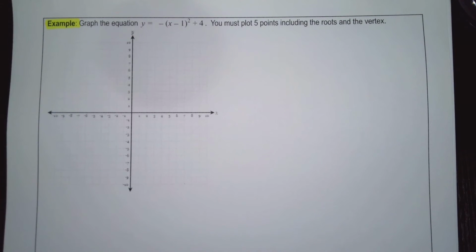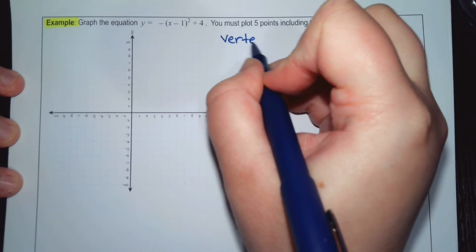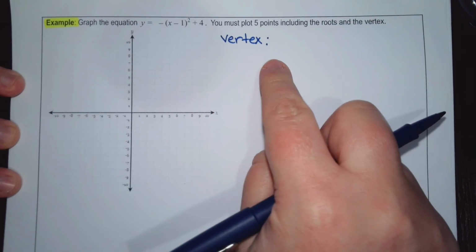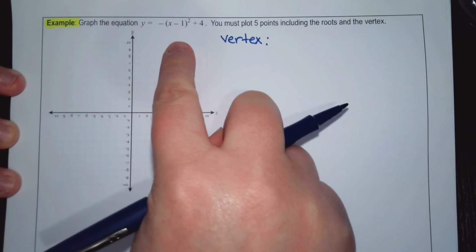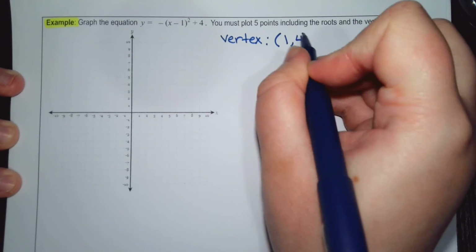You must plot 5 points, including the roots and the vertex. So the first thing we do is identify our vertex. Remember, our vertex is our (h, k). So from our equation, our vertex is (1, 4).